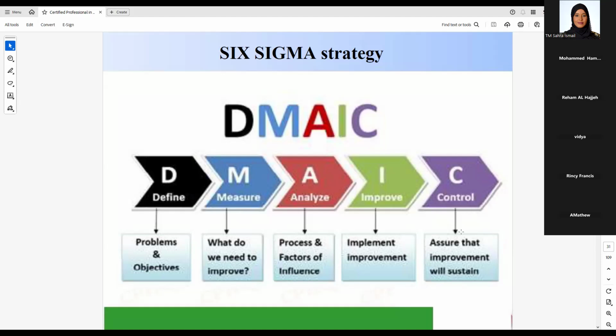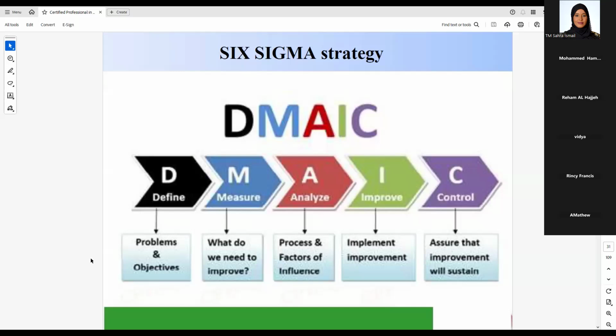And then C is for control, which is where you continue to measure and sustain the improvement and ensure that it doesn't deviate. And every time you do a DMAIC methodology, you continue to do them with the aim to reach the 3.4 defects per million opportunities level. So you could repeat the DMAIC multiple times to actually achieve the same target.